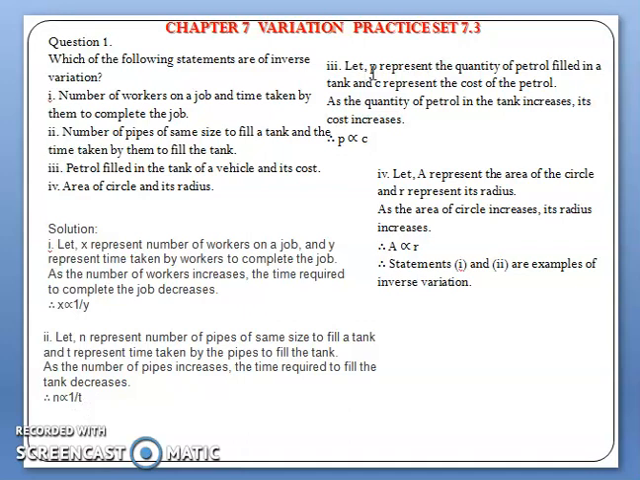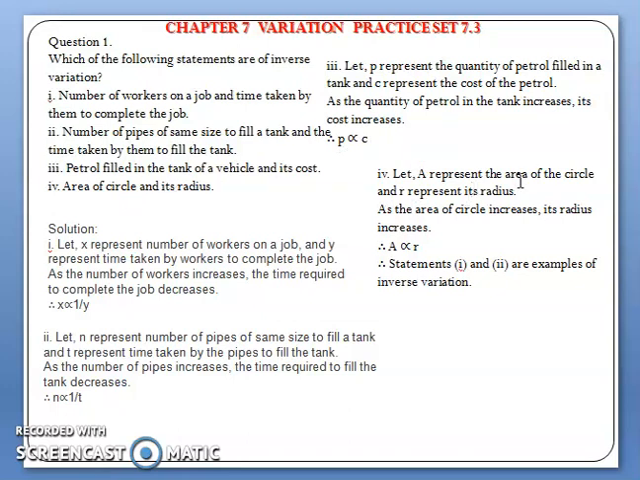Now the third one is petrol filled in the tank of a vehicle and its cost. So here let P represent the quantity of petrol filled in a tank and C represent the cost of the petrol. As the quantity of petrol in the tank increases, its cost also increases. So it is in direct proportion. So P varies C.